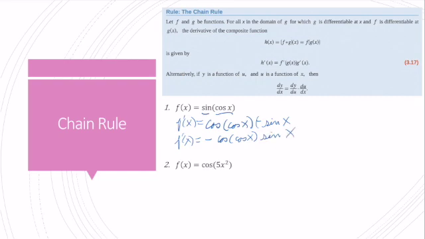Next, my outside function is cosine, and my inside function would be 5x squared. So the derivative of this would be the derivative of cosine, which is negative sine of my inside function, and the derivative of my inside function, which is 10x. So I'm going to rewrite this as negative 10x sine of 5x squared.